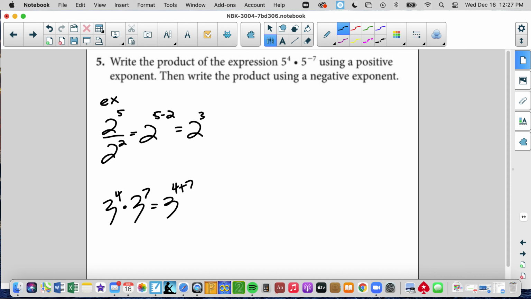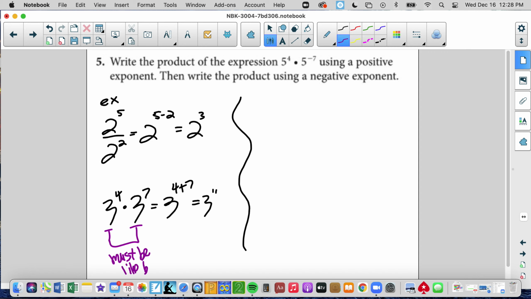So division is subtraction, multiplication is adding the exponents, and that equals 3 to the 11th. In this problem, they must have like bases again. So in this example, when we have 5 to the 4th times 5 to the negative 7th, we're going to add those exponents, which gives us 5 to the negative 3.